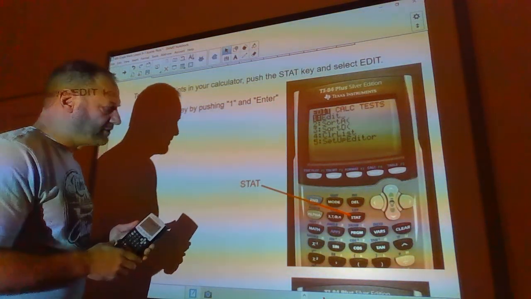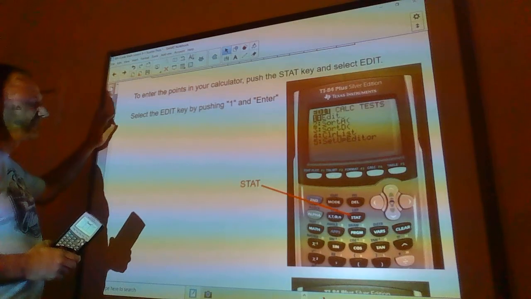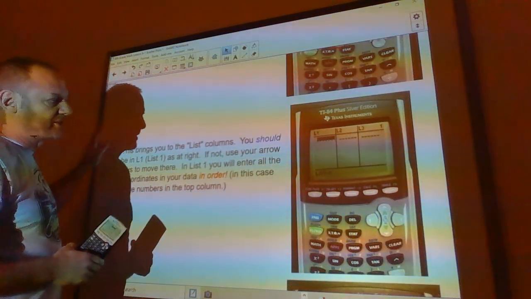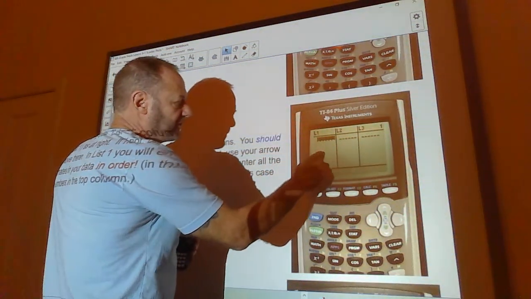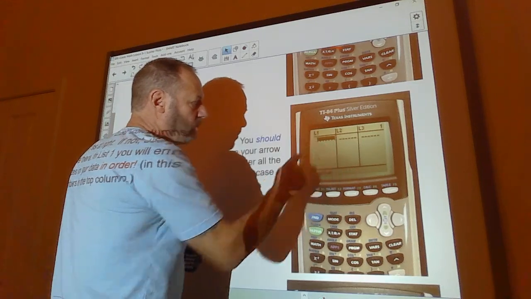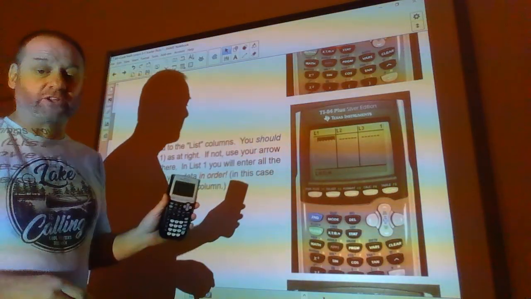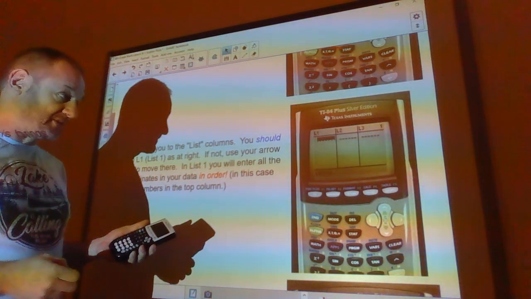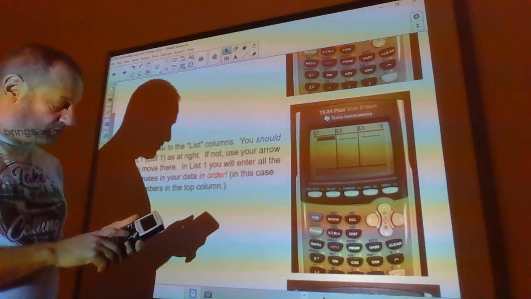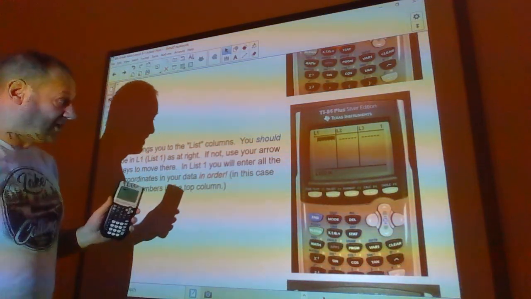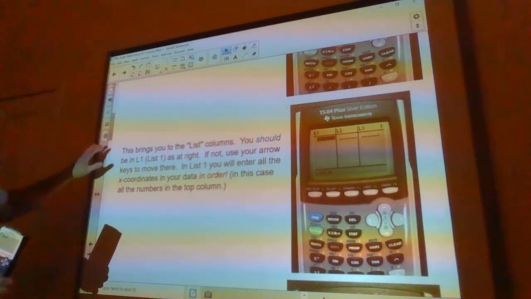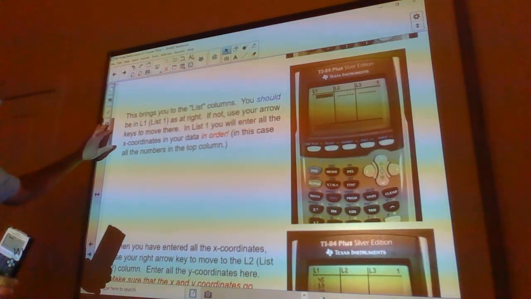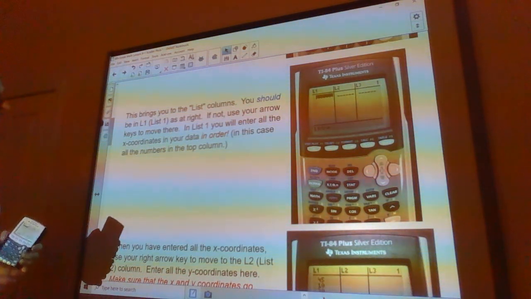Okay, now what it's going to do is it's going to bring you up a couple of lists. Okay, so it's going to look like this. You want to make sure that you're in this first column where it says L1. So mine came up in L2, which means that I was using this before, and I had 2 lists in here. And so what I need to do is arrow to the left and get L1. All right, so make sure you're in L1. Use your arrow key to get there if you're not.